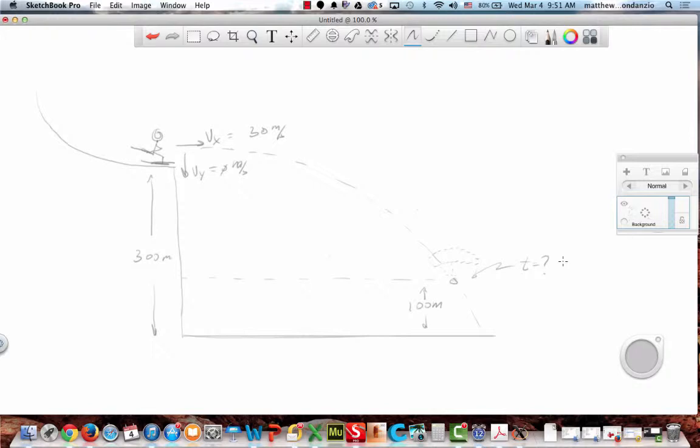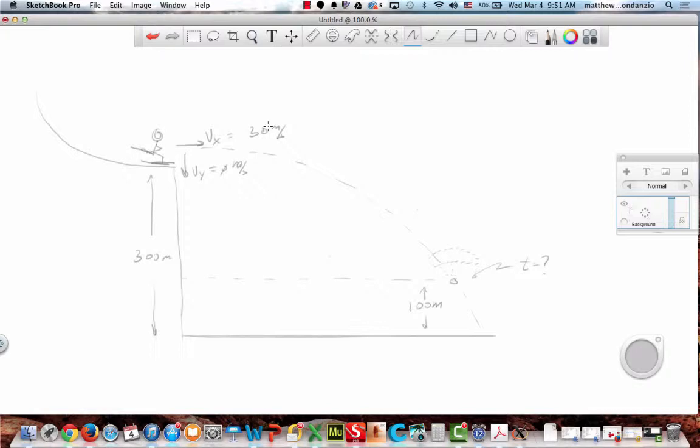All right, so let's think about this for a second. What's happening? What kind of motion does he have? Constant acceleration, in which direction? Down. What other motion does he have? He has horizontal motion, right? And what kind of motion is this? Horizontally.